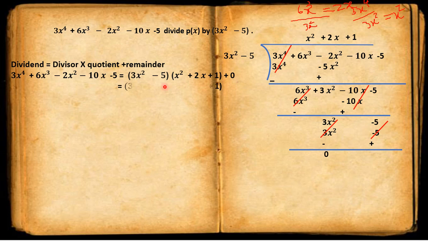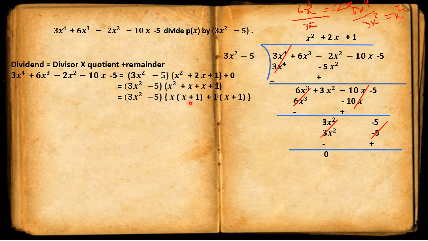Okay, now 3x square minus 5, as we have said that this is the factor, so already we have one factor, 3x square minus 5. So the other factors we have to get from this quotient term, x square plus 2x plus 1. By splitting this middle term 2x, we get x plus x. By taking x common from the first and second term, and by taking 1 common from the third and fourth term, we get x into x plus 1 plus 1 into x plus 1.